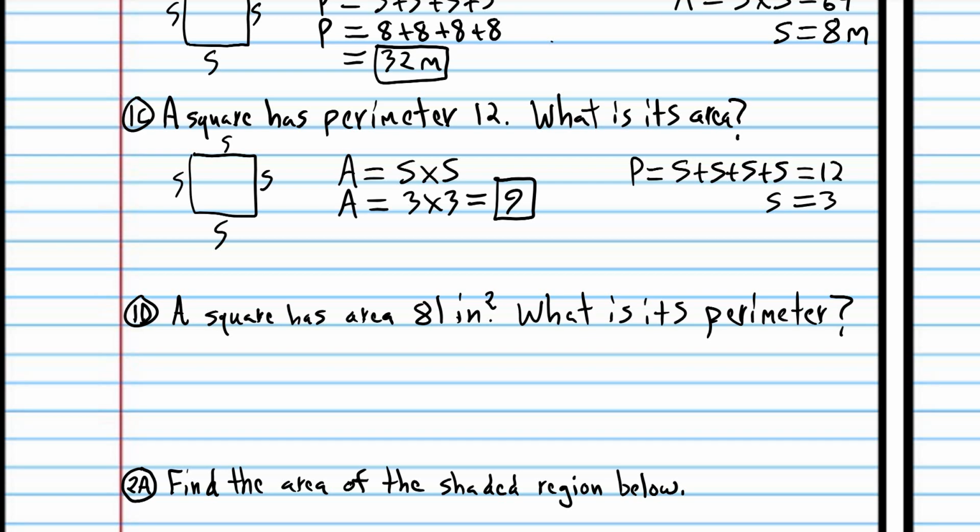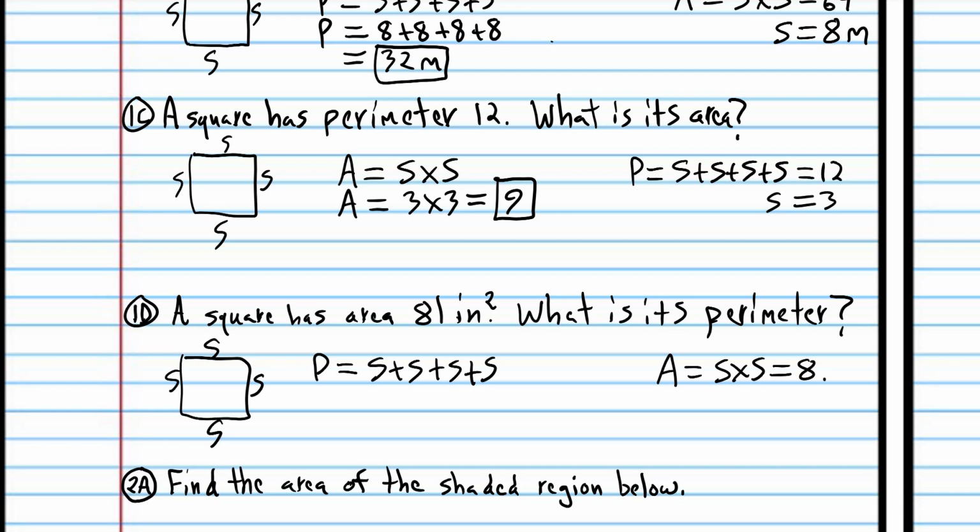All right, we're back. So I'll just redraw the square again just to keep the same structure. And we want to find the perimeter, which is the sum of all the sides. We can't find the perimeter because we don't know the sides. But we know the area is equal to the product of the length and width, and that's 81. So what number times itself is equal to 81?